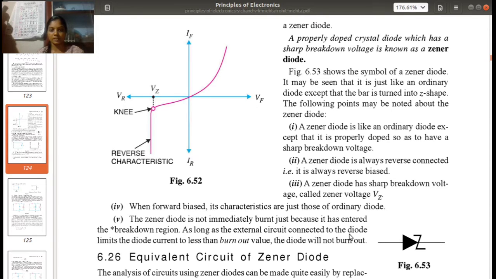So when it is forward biased, it behaves like an ordinary diode, but when it is reverse biased, this behavior is different.